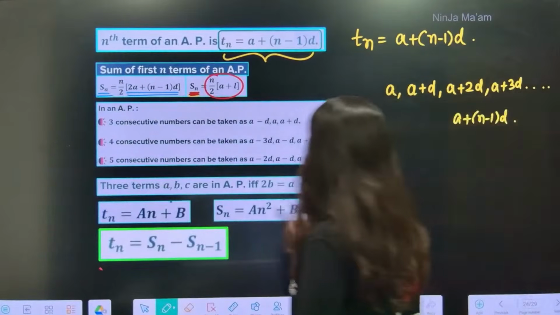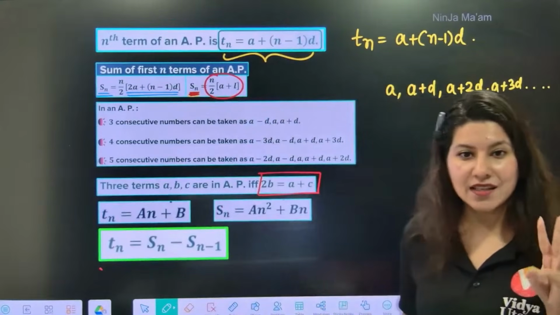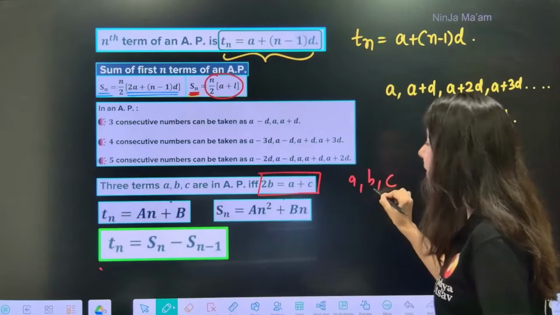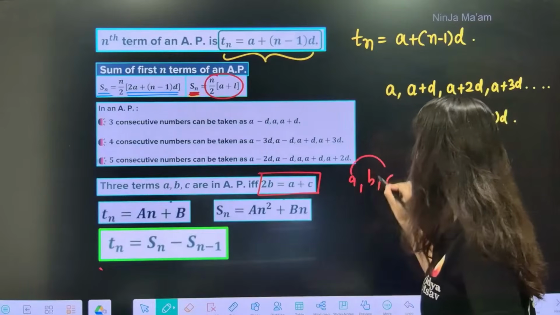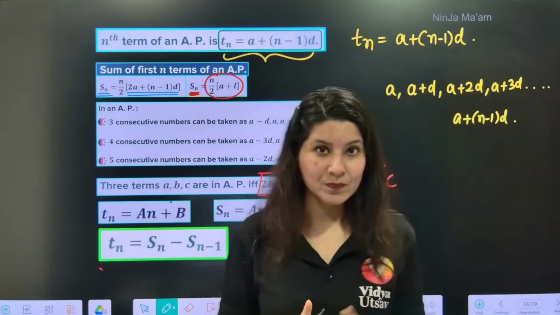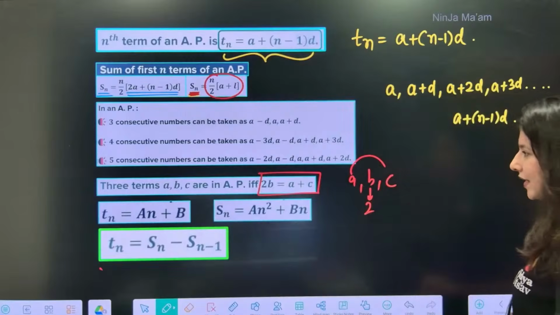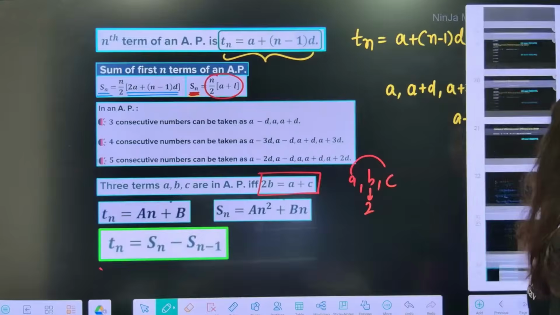Also, one more thing. If 3 numbers a, b, c are in arithmetic progression, then double of the middle, 2b, is equal to the sum of the extremes. So just multiply the middle number by 2 and add a plus c and equate them, they will be equal. I think this is enough to solve.